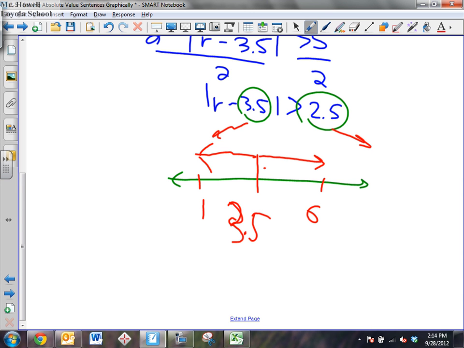Plug in 2, as someone said. 2 minus 3.5 is negative 1.5. Is 1.5 greater than 2.5? No. So since the middle part didn't work, we put an open circle here, and here it can go outward. Okay?